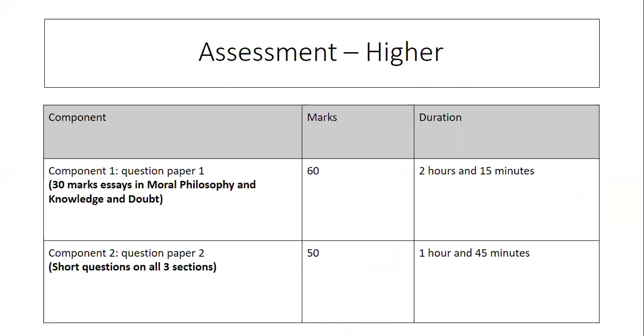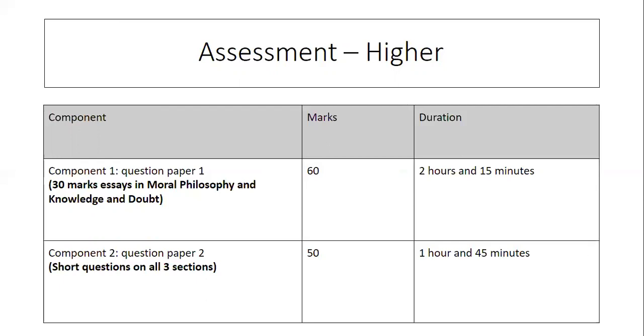In the moral philosophy section, you'll have a choice of 2 essays. One of the essays will be about applying the moral theory to a scenario, and the other will be a response to a quote about the moral theory, and then you have to write a 30-mark essay about one of them. The second essay has to be on knowledge and doubt, and that section of the paper does not give you a choice. There is 1 essay, and it will either be on Descartes or Hume.